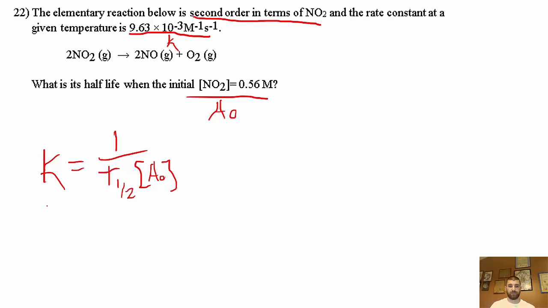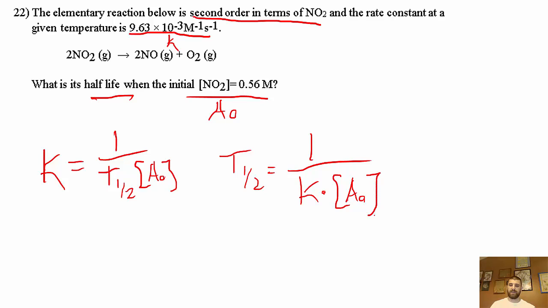So here's the equation for half-life and K for second order reactions. And what we're trying to solve for is half-life. So we just rearrange, right? So we get T 1/2 equals 1 over K times A0 through the magic of algebra. So now it's just a plug and chug. We know the A0 is this 0.56. We know that K is this number right here. So you just plug and chug, and you get 190 seconds.